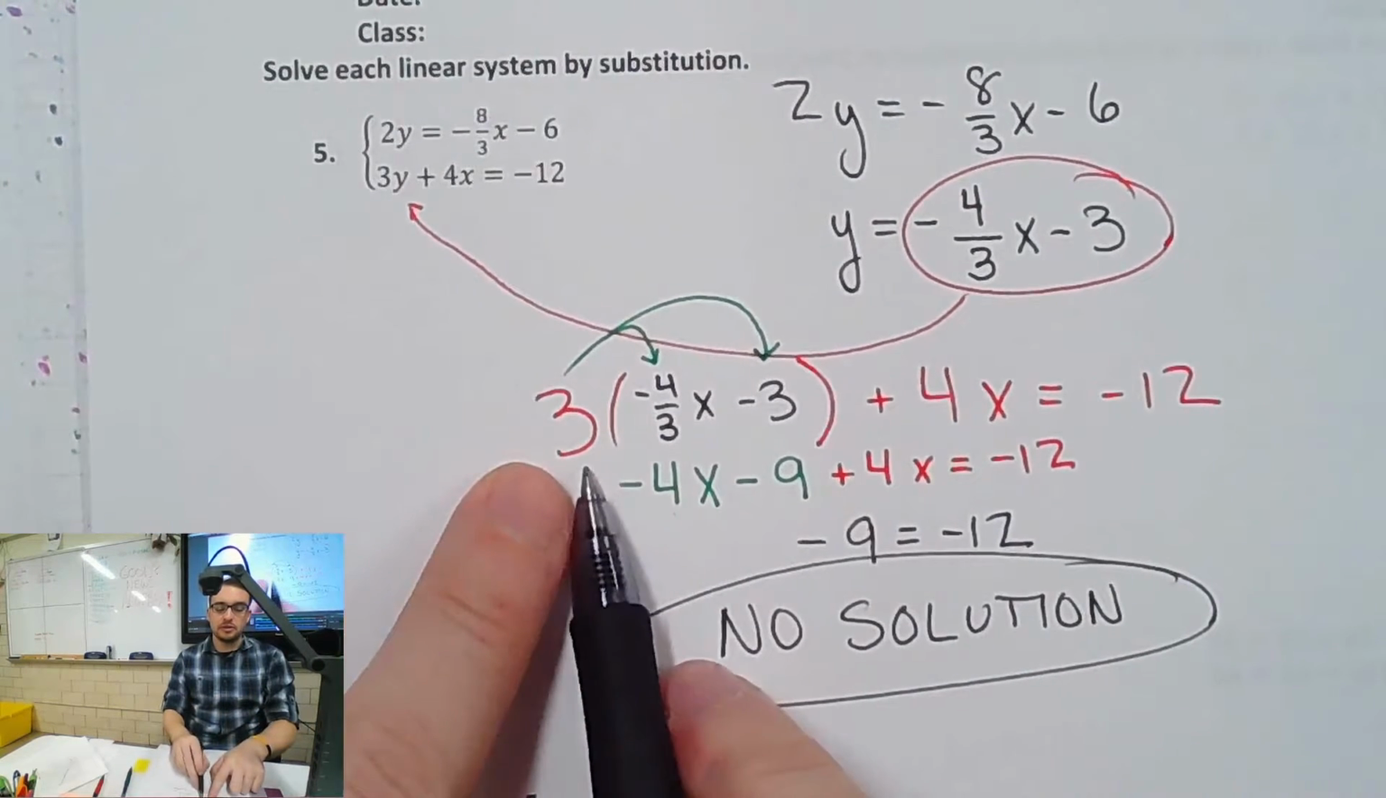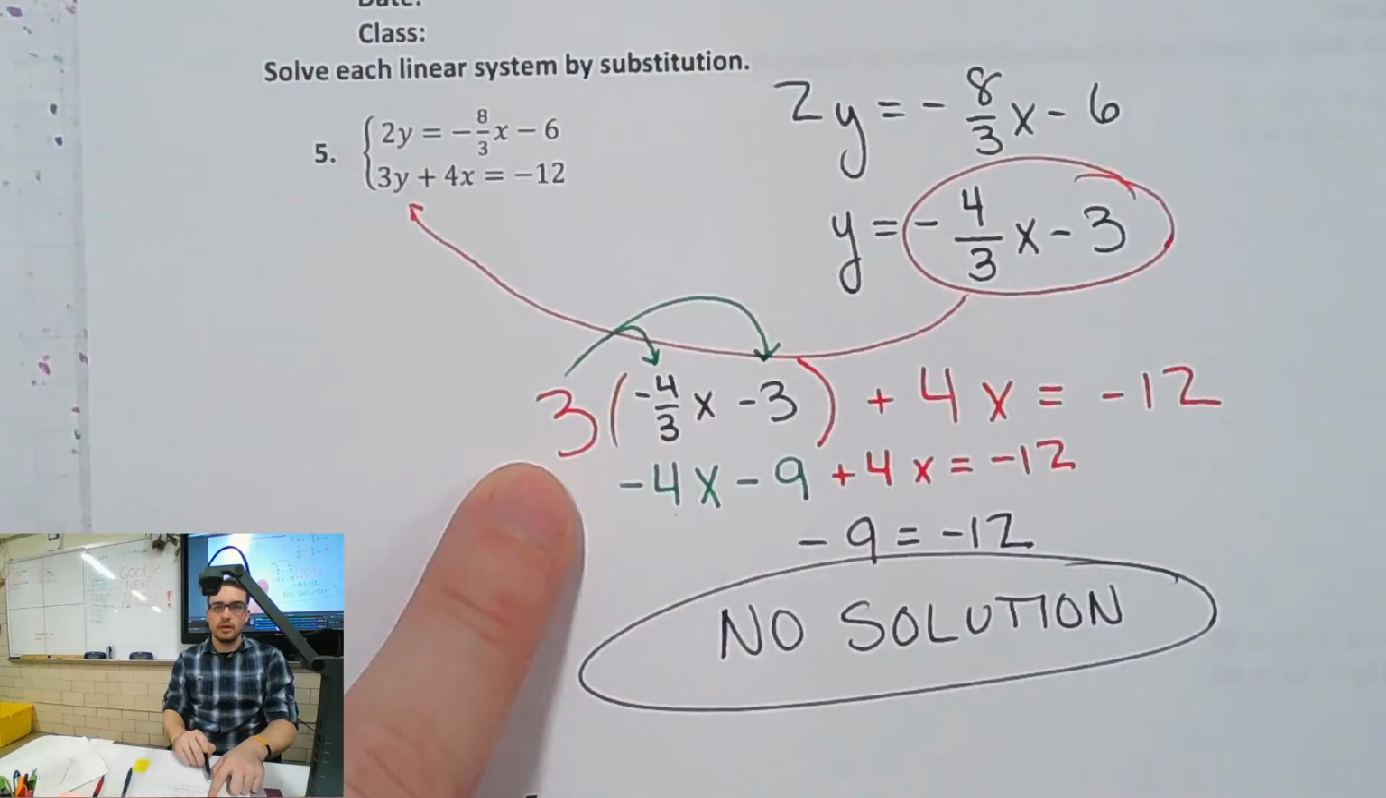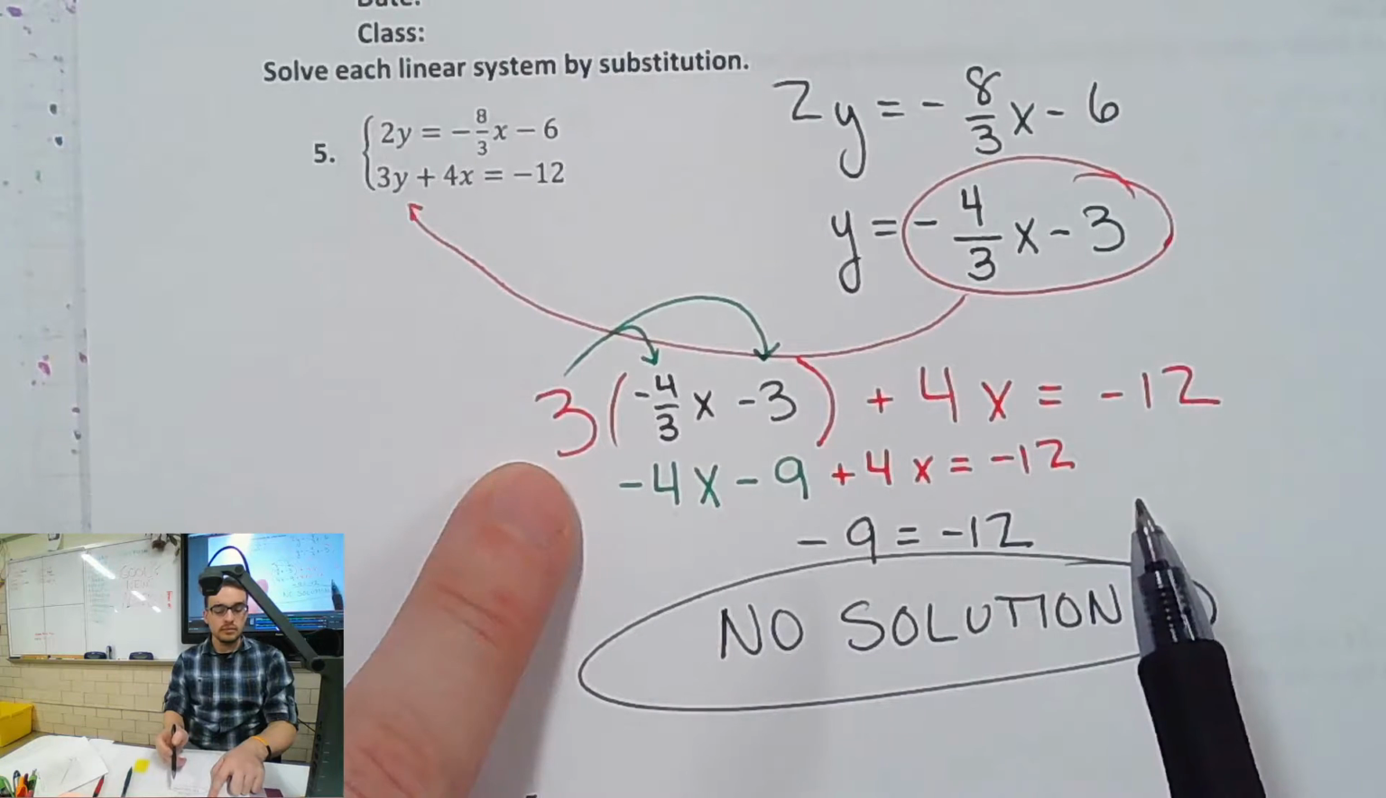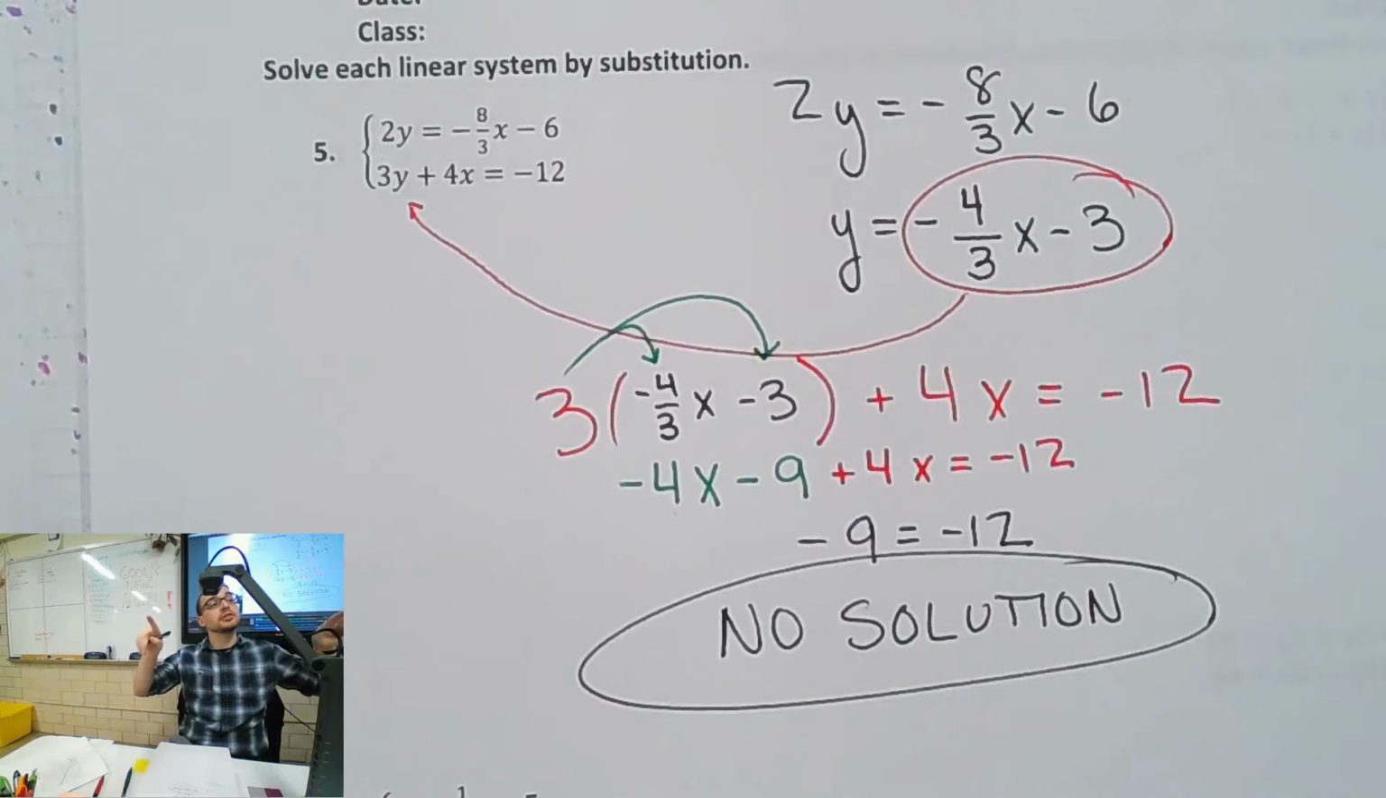How do we feel about the distribution? Are we okay with that? Jordan, how you doing? Yeah, for real? Okay. What if you end up with 3 equals 3? That'd be infinite solutions because 3 always equals 3, right? It must mean they're the same line.